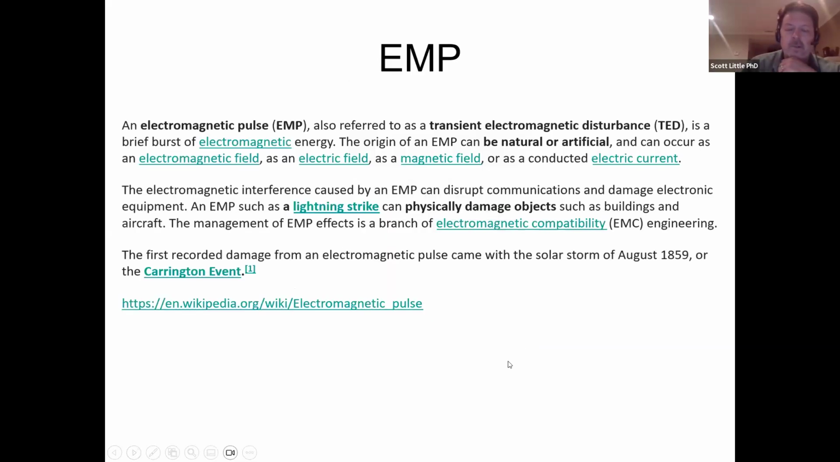Okay, so what is an electromagnetic pulse? Well, thank you, Wikipedia. An electromagnetic pulse, EMP, is also referred to as a transient electromagnetic disturbance. It's a brief burst of electromagnetic energy. It could be from the sun, but it could be artificial, and we'll see that in a minute, where it's being created by other things besides the sun. It can be electromagnetic or just electric and magnetic and conductive at the same time. It can disrupt communications and damage electronic equipment.